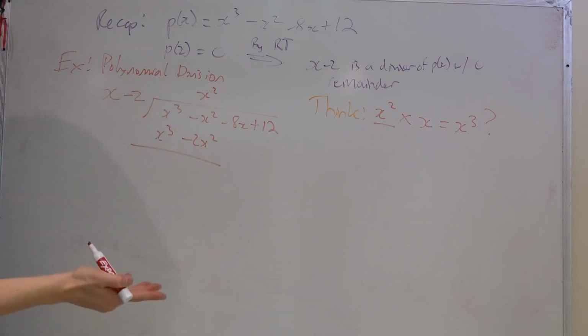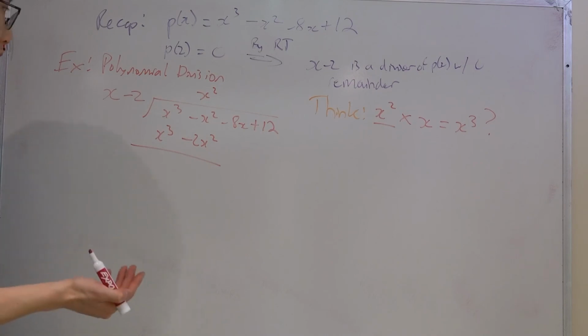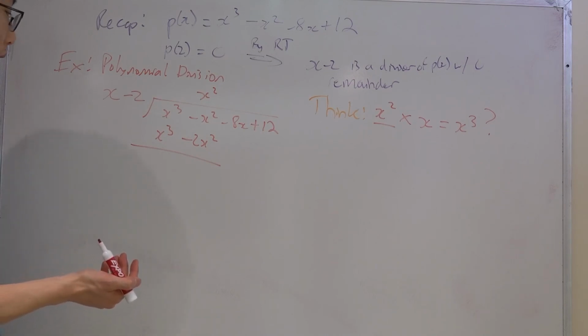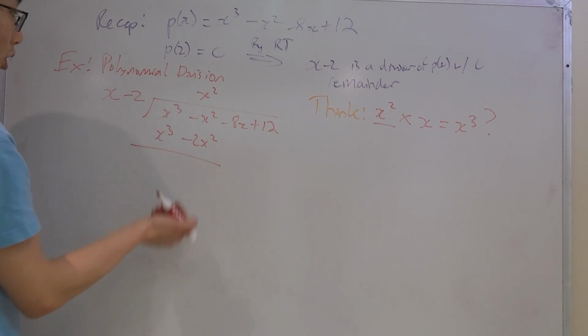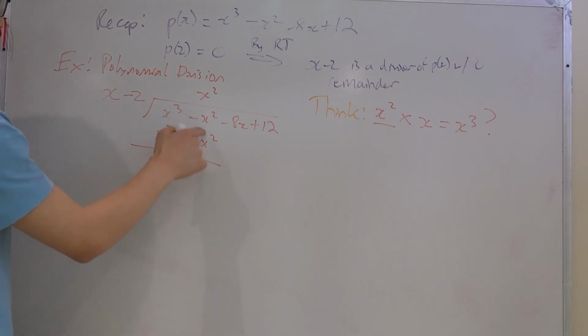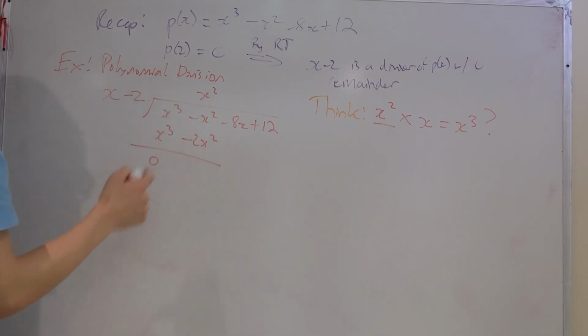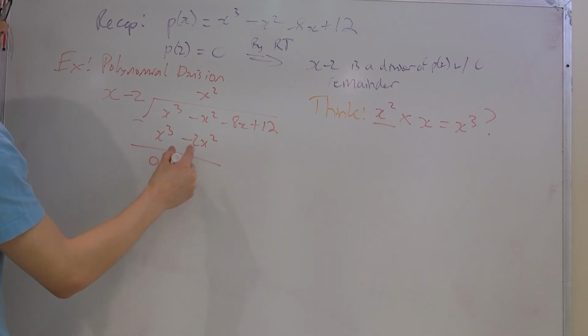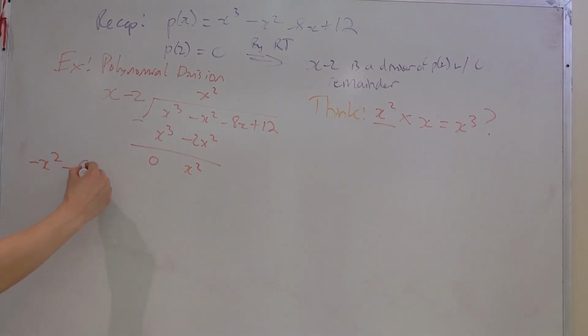Then you do the same thing that you did in old elementary school long division, sorry. You subtract the 2, x cubed minus x cubed is 0. Good, it better be 0. You should always get a 0 here. Then minus x squared minus minus 2x squared is equal to x squared. Okay. Then we repeat the process.